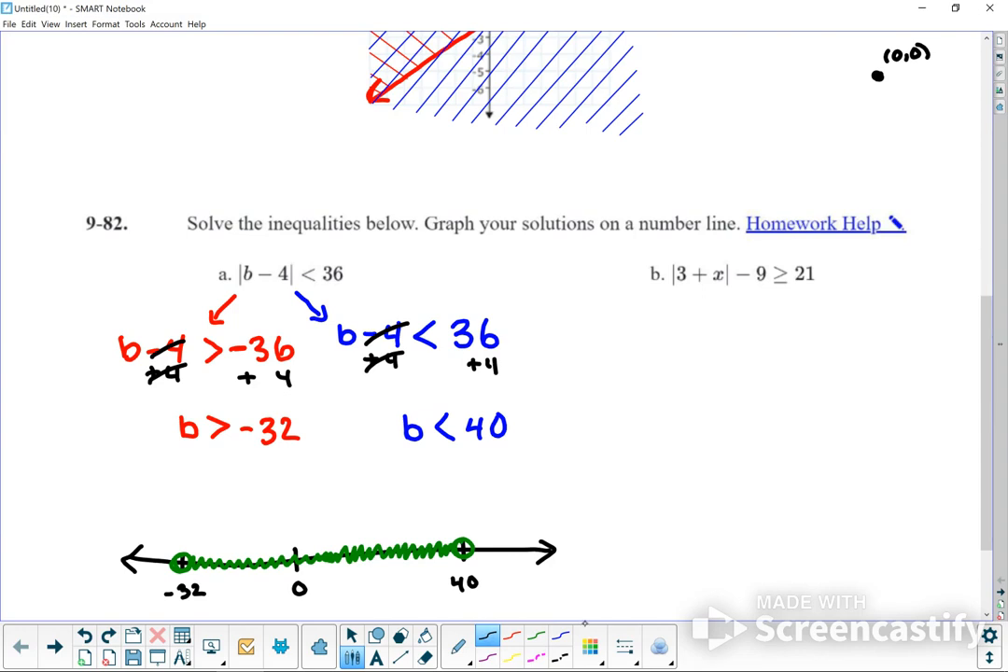This one right here, this one on 82B, you can see that you don't have an absolute value by itself yet. You have it here, but it still has a minus 9. So you're going to go ahead and add 9 first before you do that split into the red and blue, like how I did that. So you're going to do plus 9 first. So now you will have finally absolute value 3 plus x. Let's redo that.